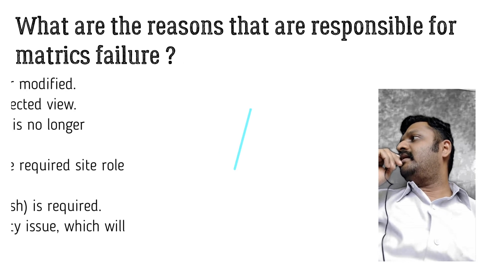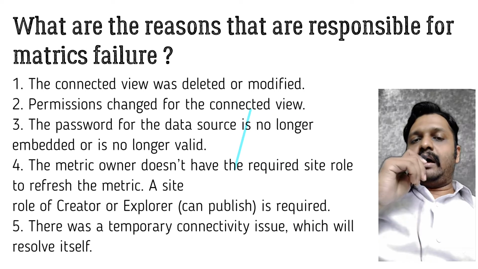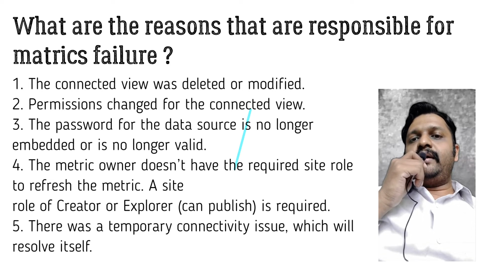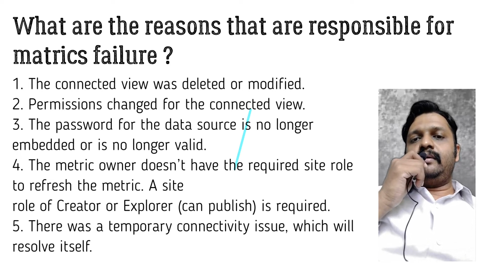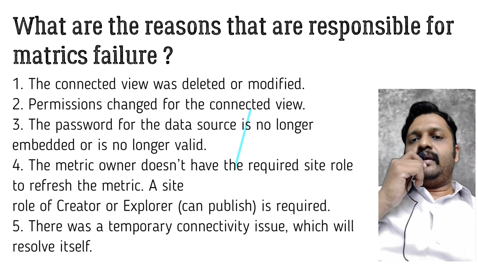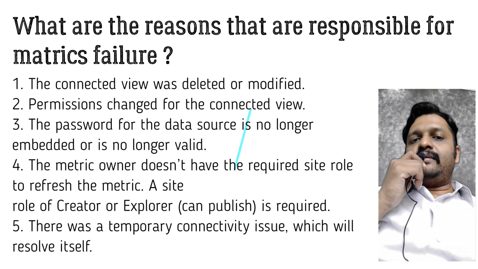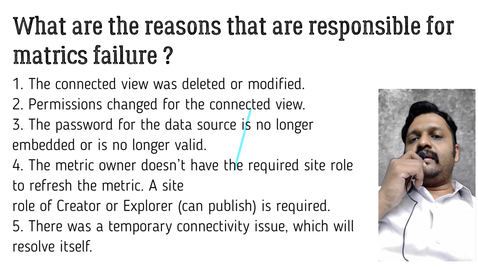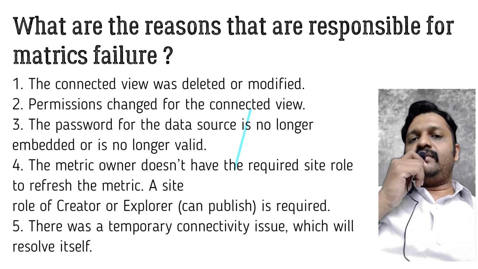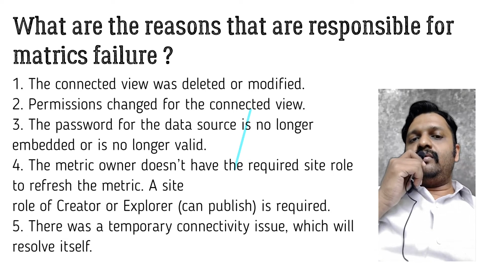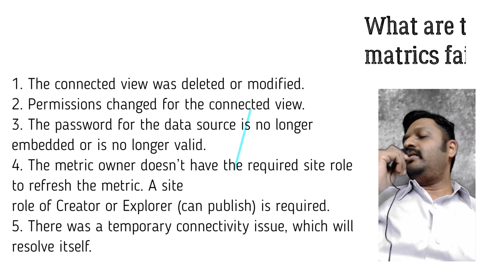Next question. What are the reasons that are responsible for metric failure? Again, there are 5 reasons. First, the connected view was deleted or modified. Then permissions changed for the connected view. Then the password for the data source is no longer embedded or is no longer valid. Second last, the metric owner doesn't have the required site role to refresh the metric. Finally, there was a temporary connection issue which will resolve itself.